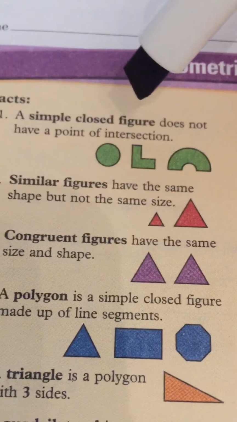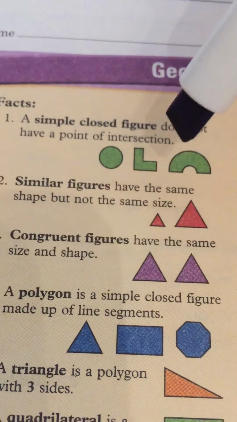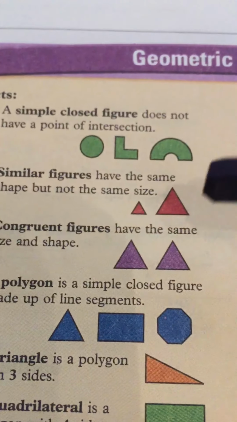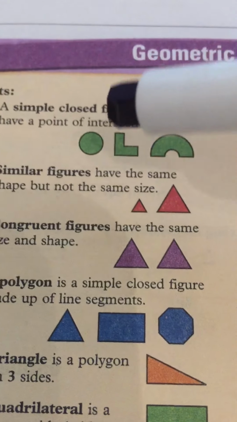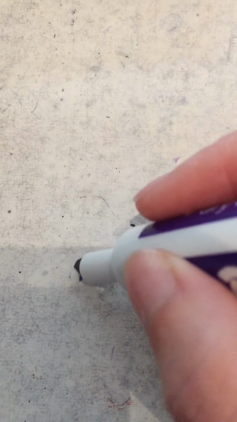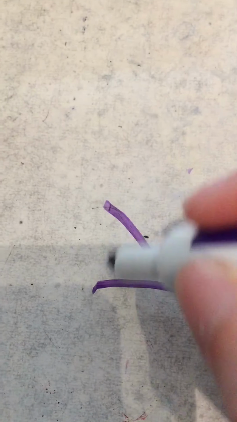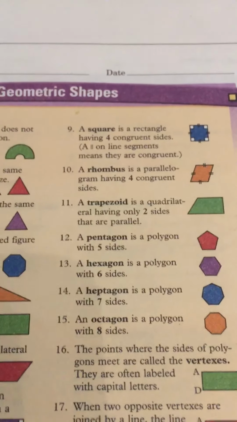And then here, a simple closed figure does not have a point of intersection. In other words, it's just closed up. It doesn't have anything like that. It's not open where stuff can get out. It's closed up. All right, that's your lesson.